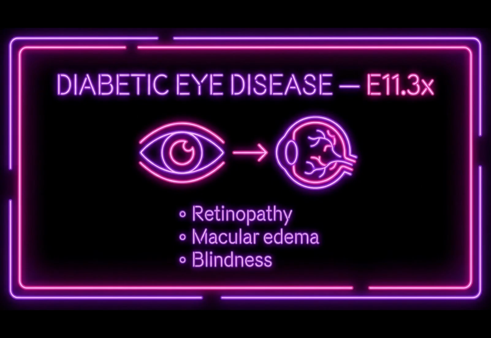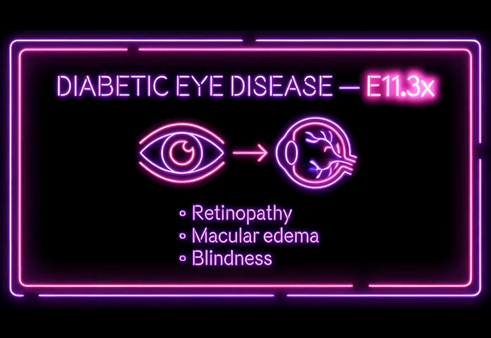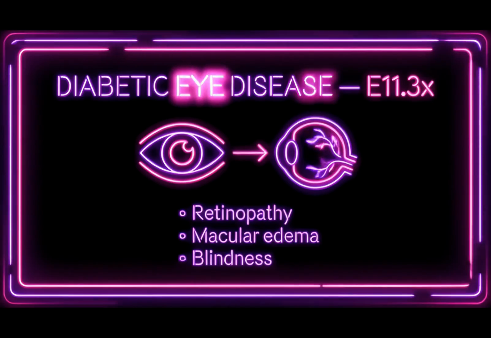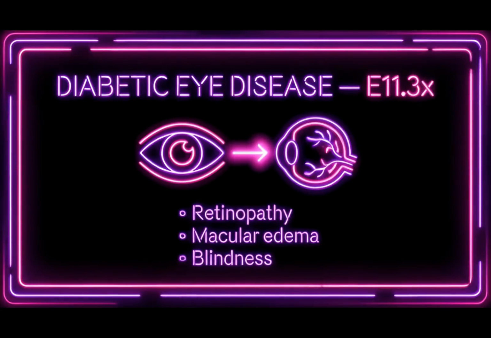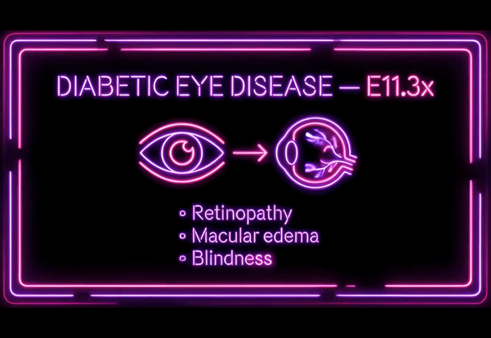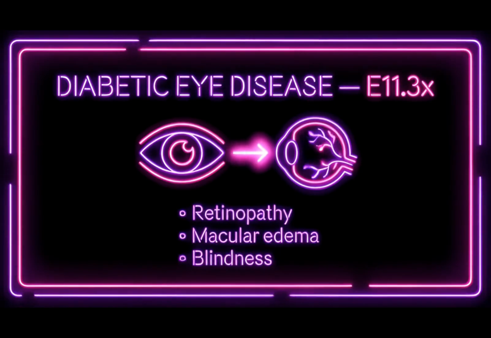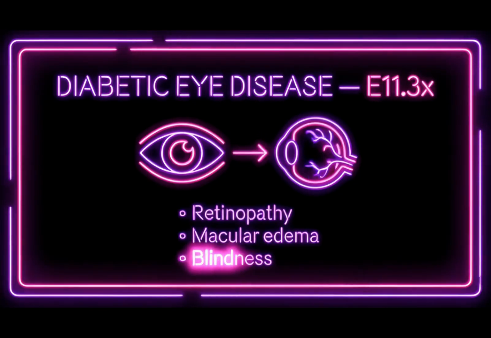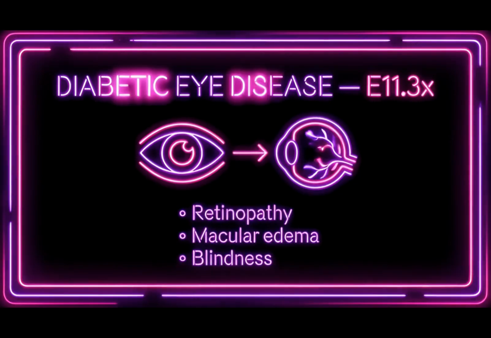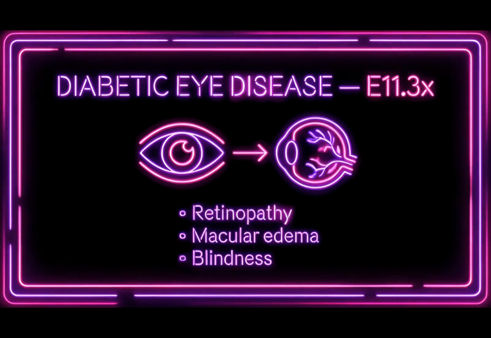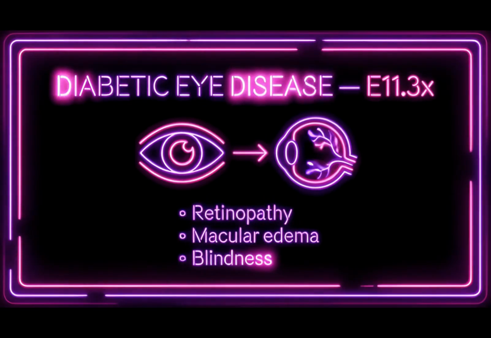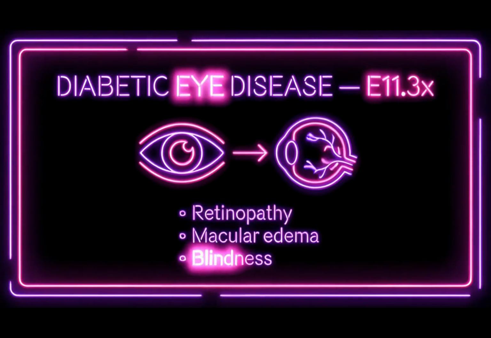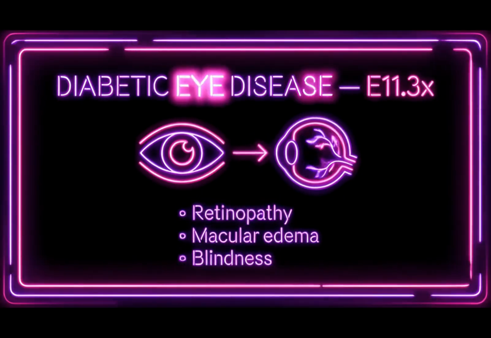Diabetic eye disease, coded as E11.3X. This category includes multiple diabetes-related eye complications. It covers diabetic retinopathy, macular edema, and in severe cases, diabetic blindness. Remember, E11.3X captures the full spectrum of diabetic ocular damage. Accurate coding ensures complete and compliant documentation.